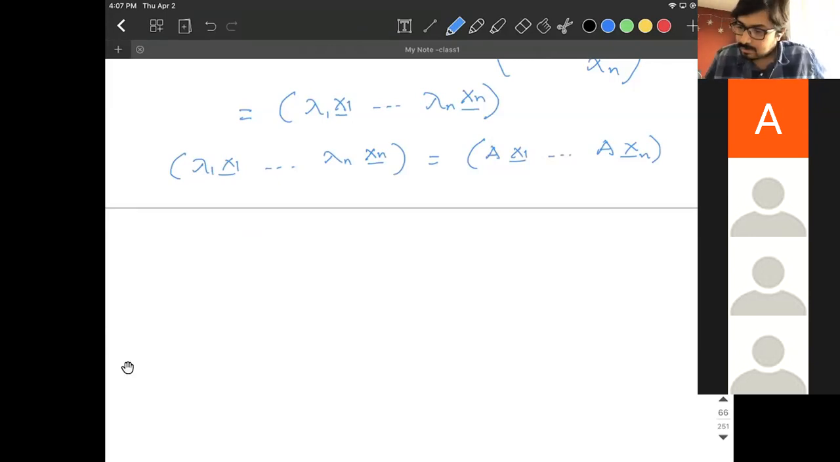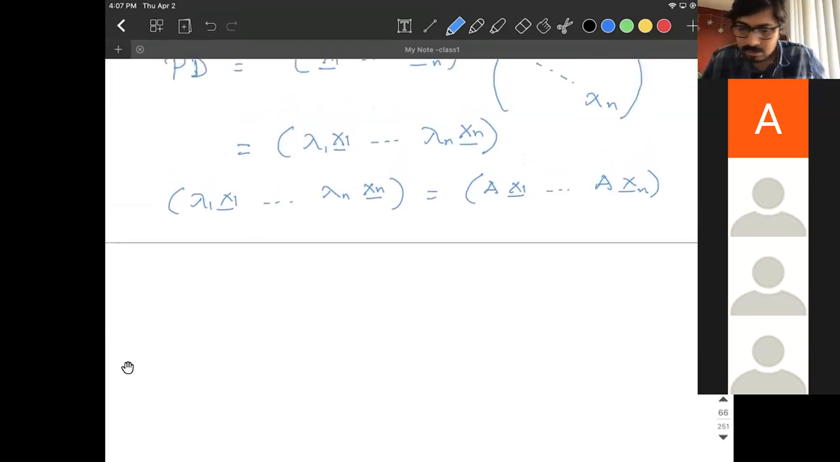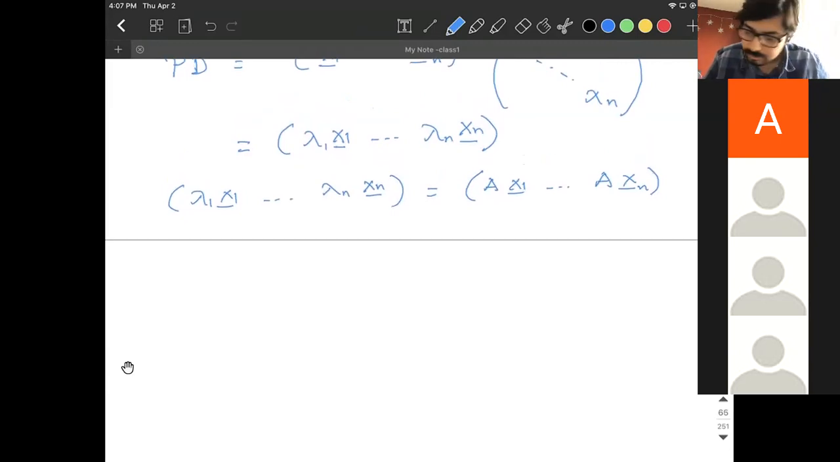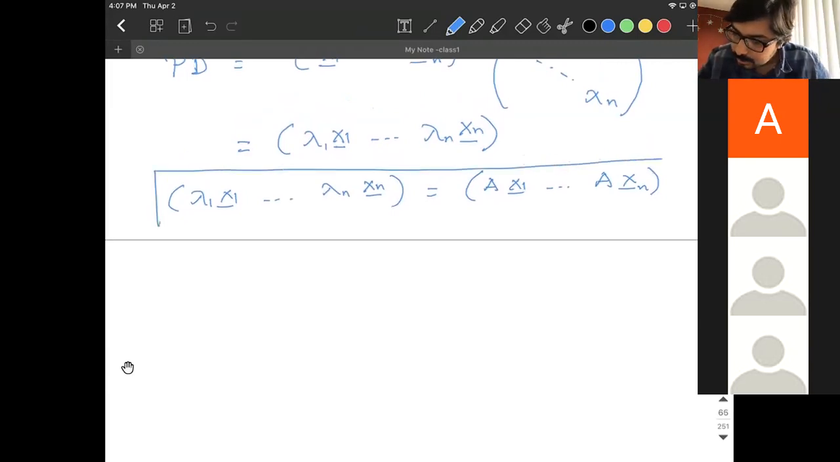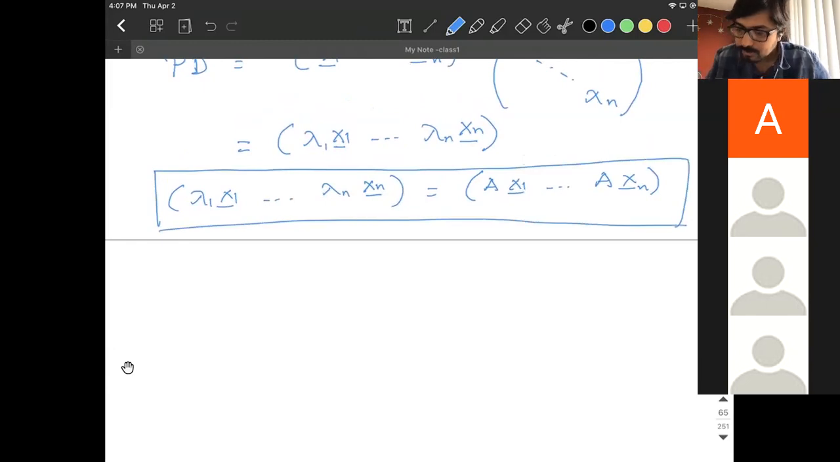So what does it mean? What does this matrix equation tell you?